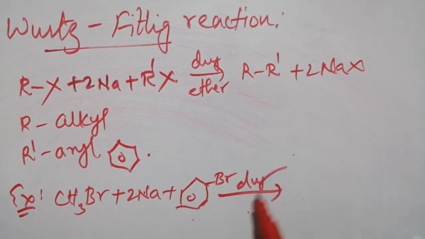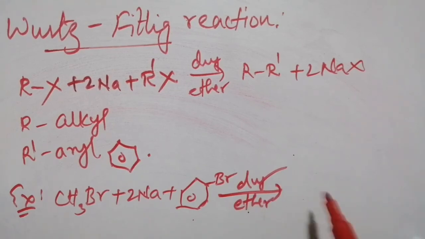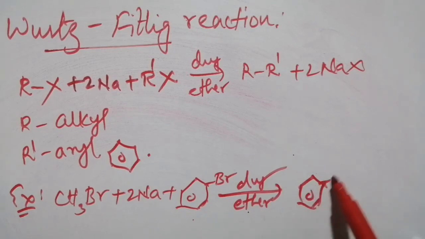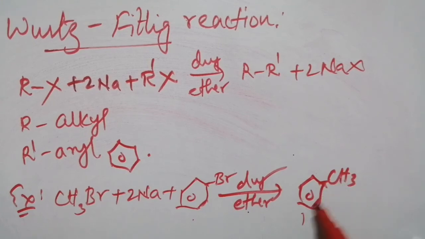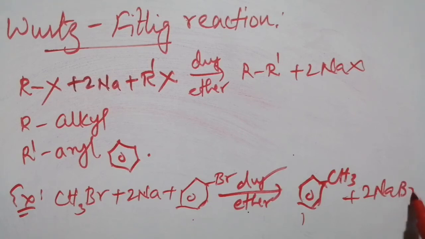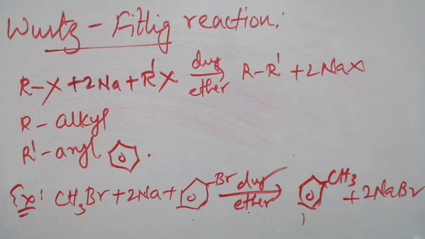In presence of dry ether, I will be getting a molecule like this. What is this? We will see later. CH3 attached to a benzene ring plus 2NaBr. This is my reaction, Wurtz-Fittig reaction. The second reaction. This is a very important reaction. Let's proceed with the next reaction, that is with sodium.